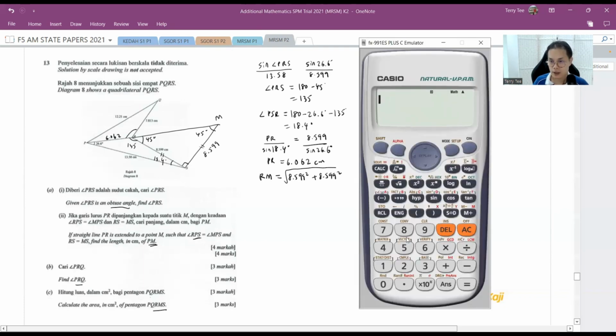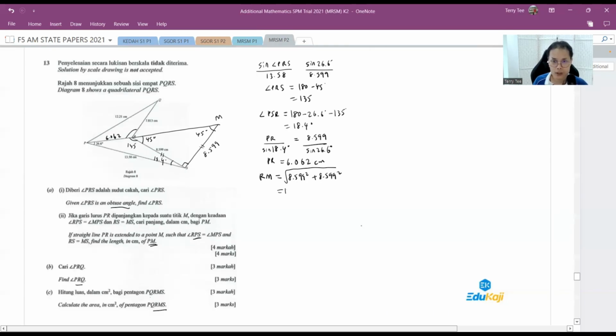Now let's take this 8.599 square. Since they are equal length, I times 2. Whatever I get, square root, answer equals. I got 12.160. You can write 161. If you want to enhance the accuracy, maybe I use 12.161. Okay, 12.161. And I need to find the length of PM.